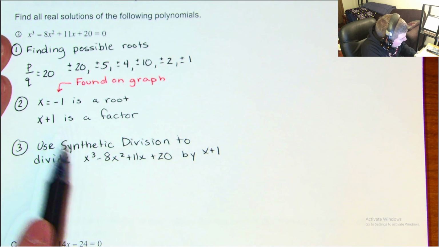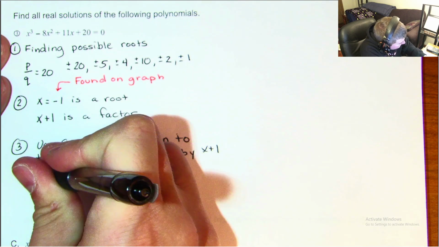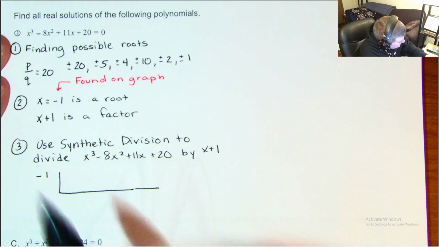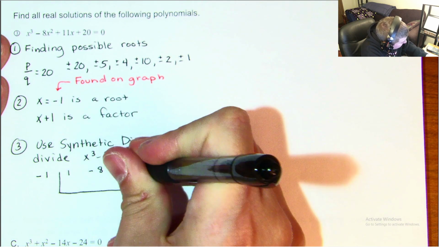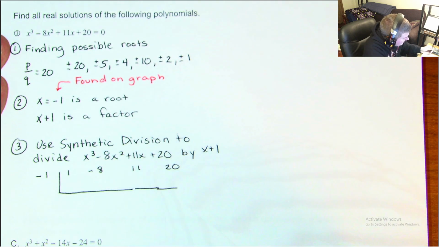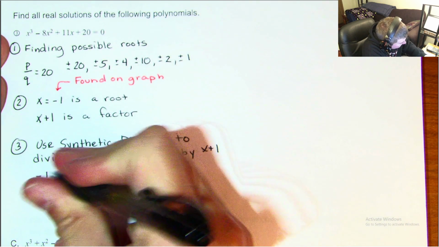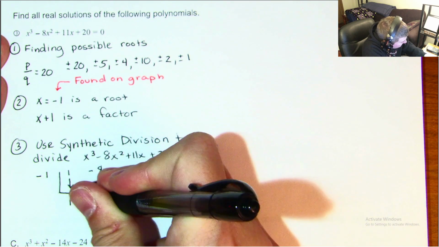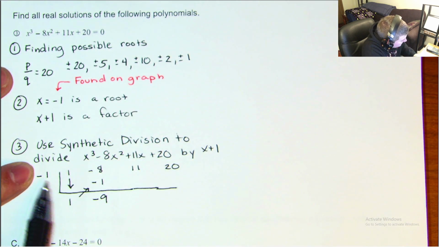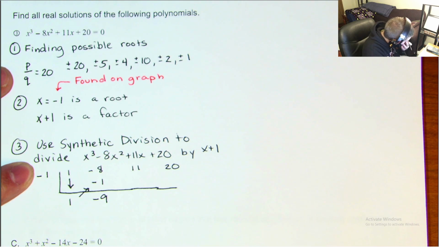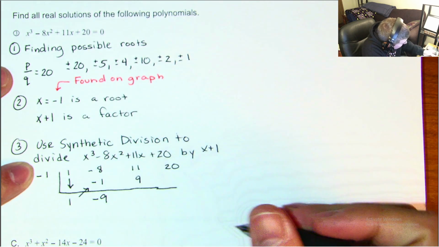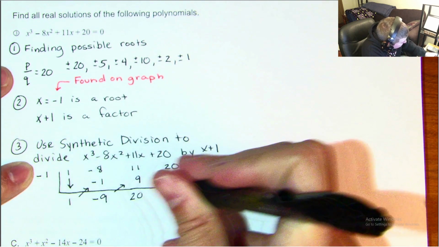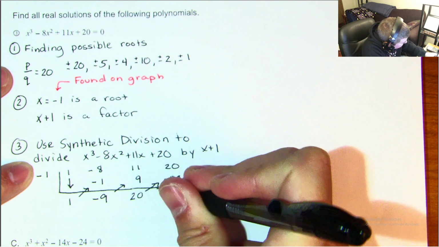So if I'm going to divide this by this, I'm going to set -1 out here because that's the root. And then I just put the coefficients in here. So 1, -8, 11, and 20. Okay, so I'm going to drop my 1, and then I'm going to go -1 times 1 is -1. And put that there, and then I'm going to add here to get -9. Then I'm going to go -1 times -9 is +9. I'm going to put that there. Then I'm going to add 11 and 9 is 20. -1 times 20 is -20. That's 0.